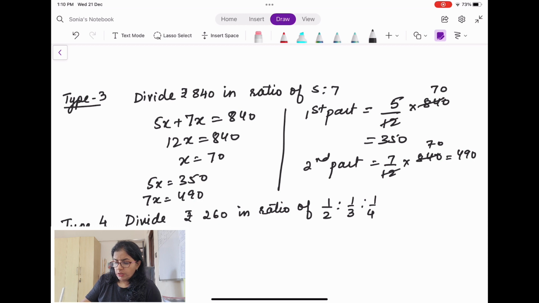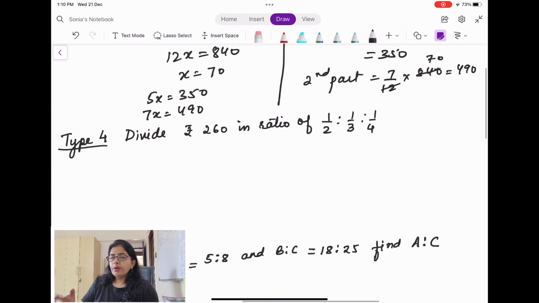That is 490. So both methods are correct. The previous method that I taught was taught in the primary classes in grade 6. But in higher classes, the second method is preferred because that's easy and a single step solution. What to do when there are three ratios and that too in fractions?